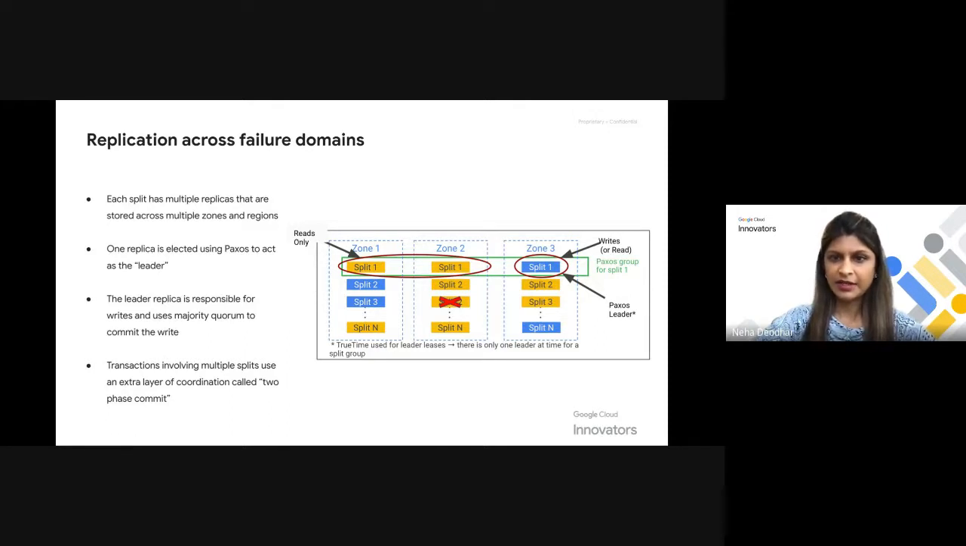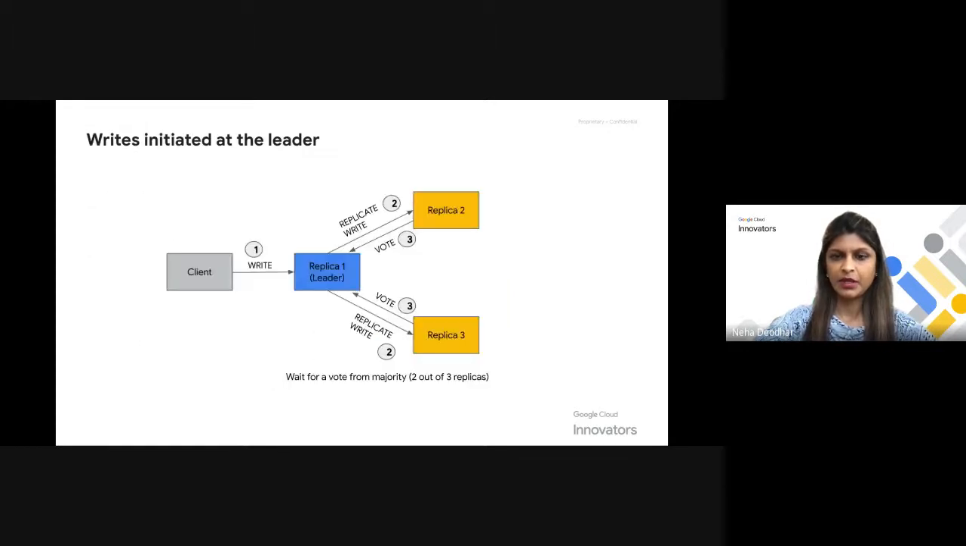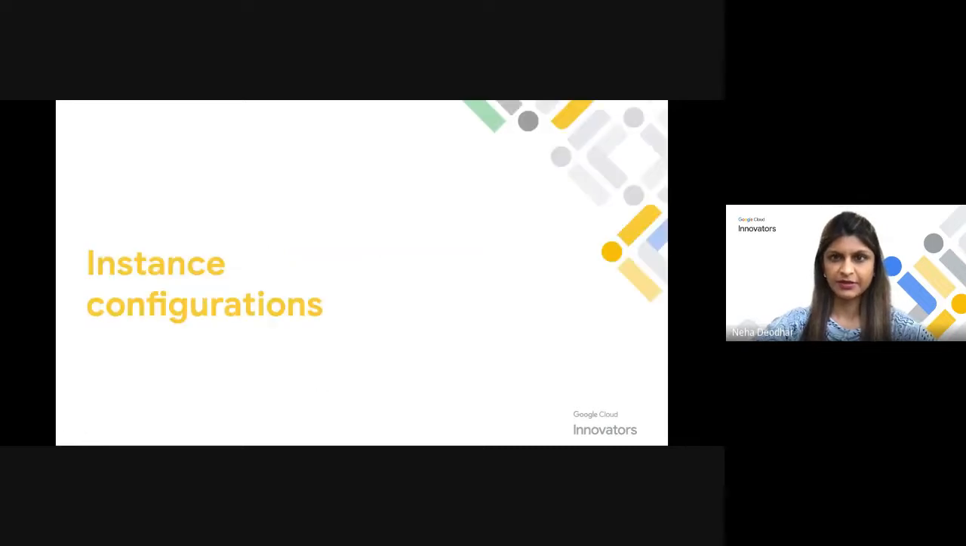Transactions that read and write data from multiple splits will use an extra layer of coordination called two-phase commit. One of the split leaders that is involved in the transaction will act as the transaction coordinator and will ensure atomicity of the transaction. When your application writes data to Spanner, the write request is first sent to the split leader. The leader will record the write and will replicate it to the other replicas. When a majority of the replicas acknowledge the write, the transaction is committed.